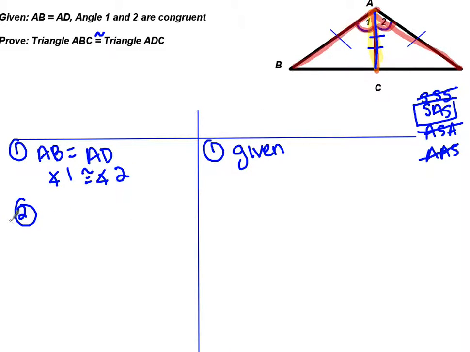So now I need to prove that the third side between the two triangles is congruent. So how I state that is that AC is congruent to AC. That's called the reflexive property.